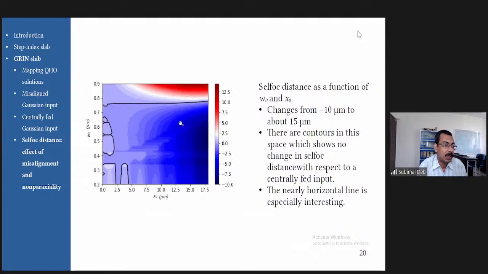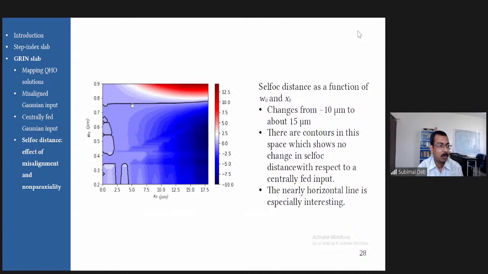And if you go closer to the non-paraxial domain, you will find that the self-focusing point actually shifts to smaller distances. And these black curves that you have on this plot correspond to those points for which the self-focusing distance does not change with respect to a perfectly centrally fed input. And that is very interesting. Of all these black curves, the one which is almost horizontal is the one that is most interesting.